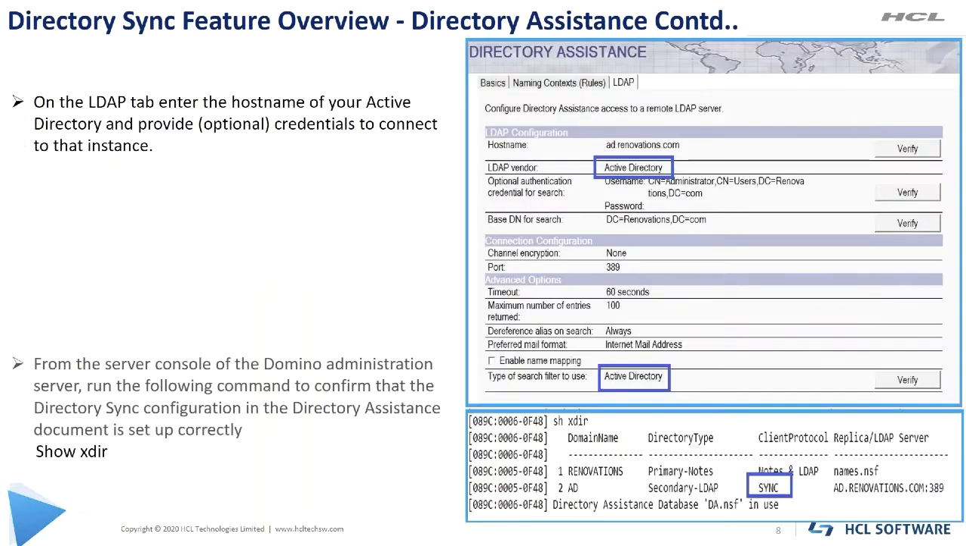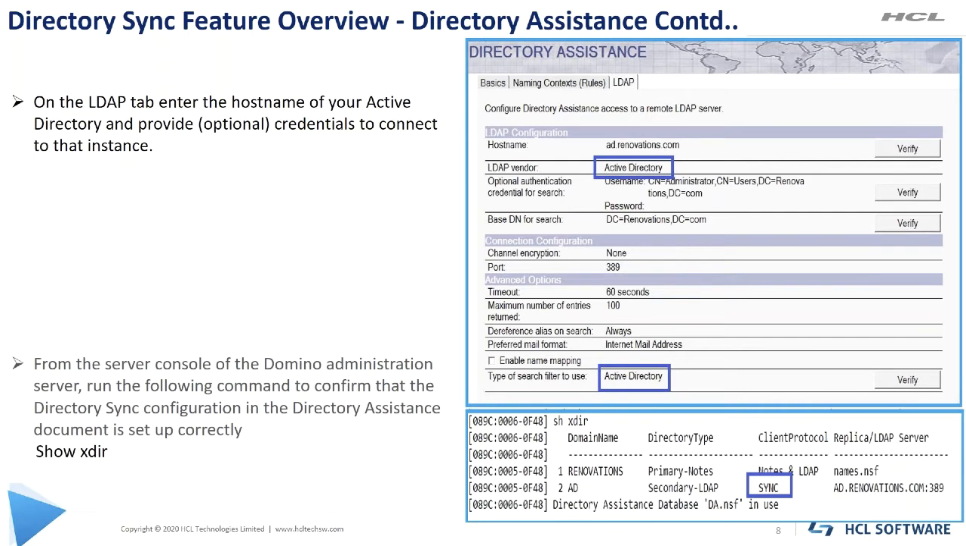Next slide. Now we move to the LDAP tab, which is the third tab, as you can see from the screenshot here. Here, mention the host name of your Active Directory server. Next, select Active Directory as the LDAP vendor. If you are using an SSL connection, make sure to select the associated field in the connection configuration settings. With this, we completed the DA configuration.